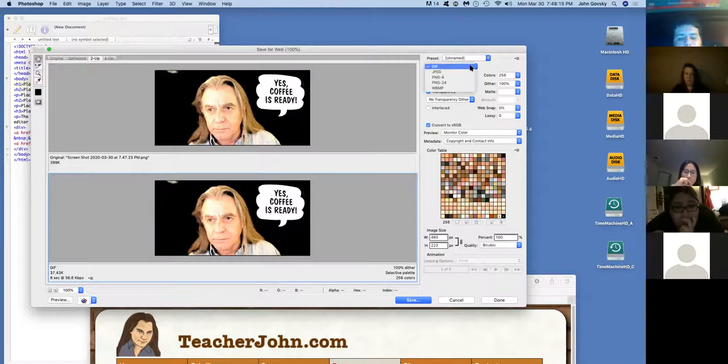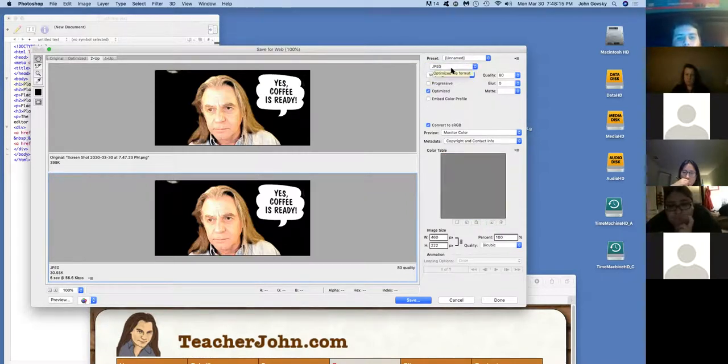Now, why did it come up here as a GIF in Photoshop? Not because Photoshop is trying to tell me that it should be a GIF. It's a GIF because GIF was the last thing I was working in Photoshop. So regardless of whatever comes up here, you want to change it to JPEG if it's a photograph, okay?